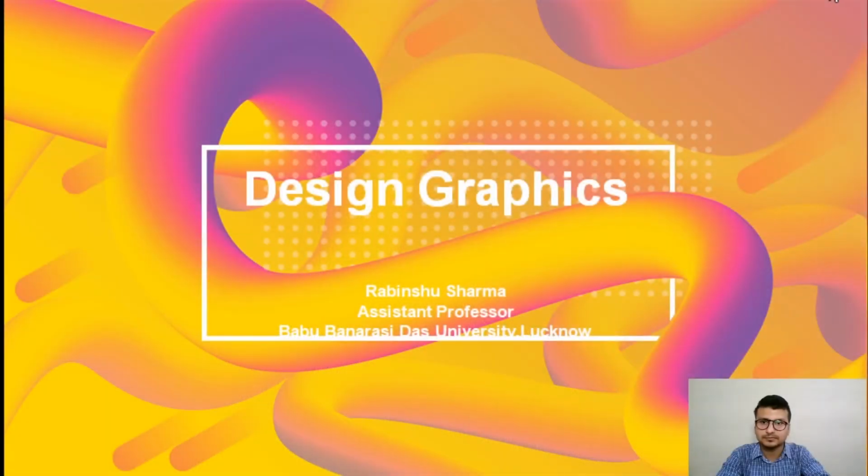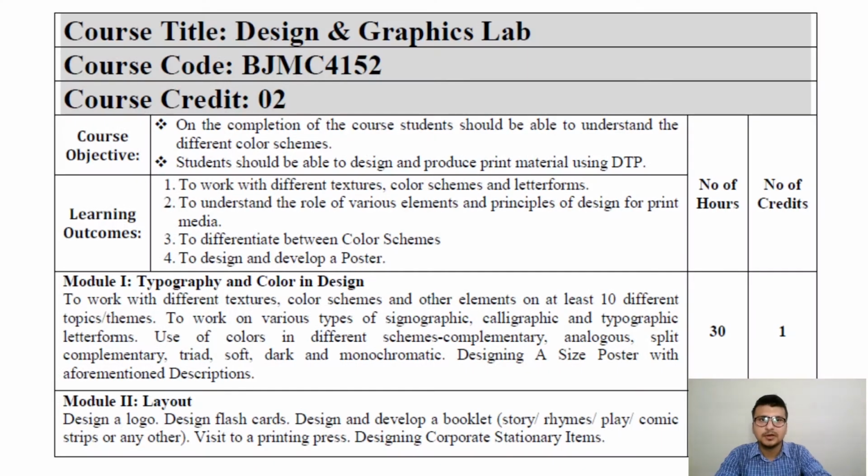Before starting the lecture, let me introduce the prescribed syllabus of the university. You can see the title is Design and Graphics Lab. Course code is BJMC4152. The topic of Module 1 is typography and colors in design. These two topics are very important. Typography: what is typography, why it is used in the industry. What are colors, types of colors, color schemes, and the role of color.